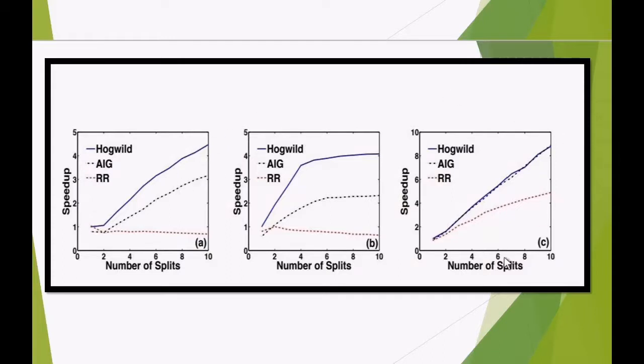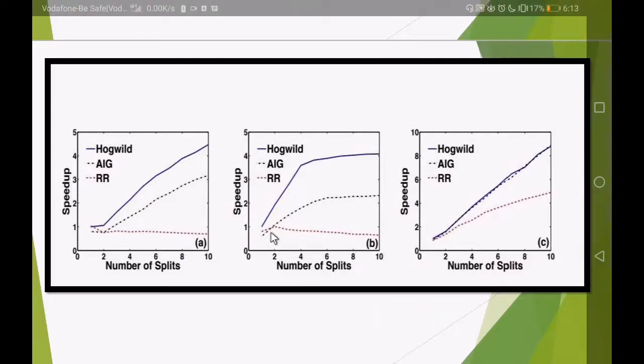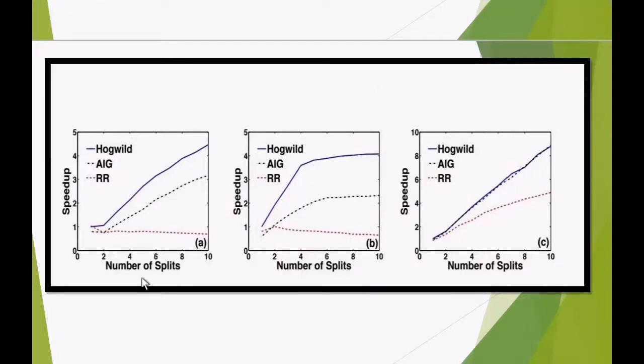Here are the three graphs corresponding to the three situations that we have studied earlier. One thing you should note is that in this graph there is some problem. The number of splits here is like the number of processors or cores. One thing you observe is that after some time it becomes parallel to the x-axis, that is, the speedup becomes constant even though we are increasing the number of splits or processors.